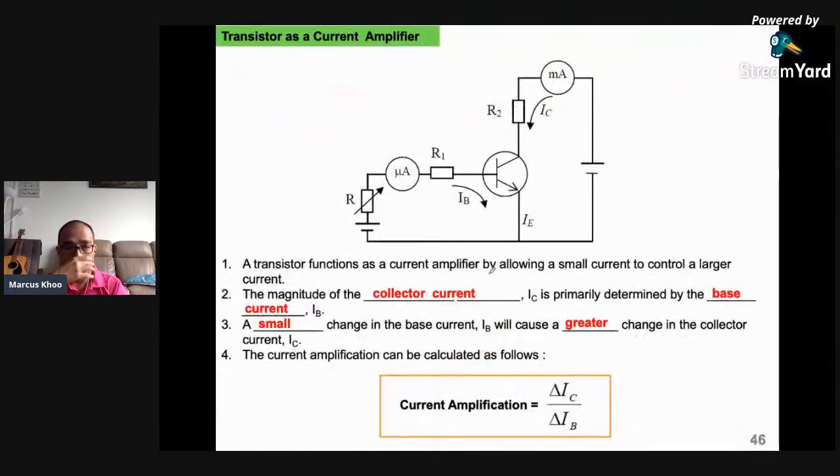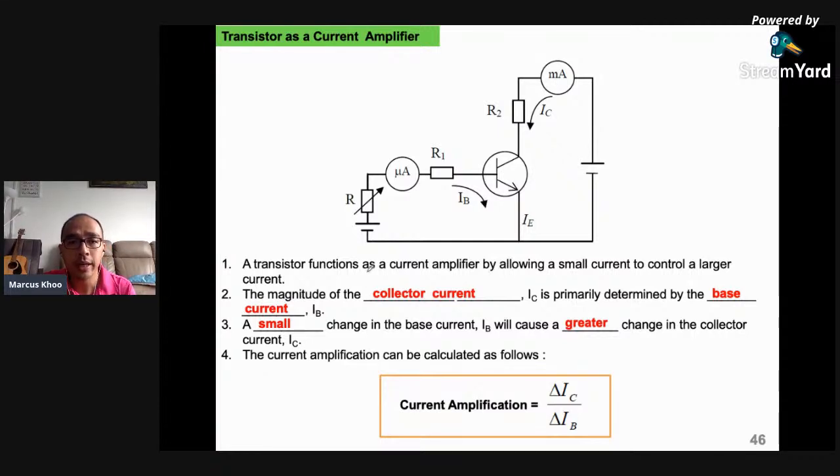Right. Another one is how does a transistor function as a current amplifier? So there are two functions of a transistor, remember. Number one is an automatic switch. It can be switched on, it can be switched off. Now another function is a current amplifier. It enlarges the current, which is actually one of the main functions of a transistor.